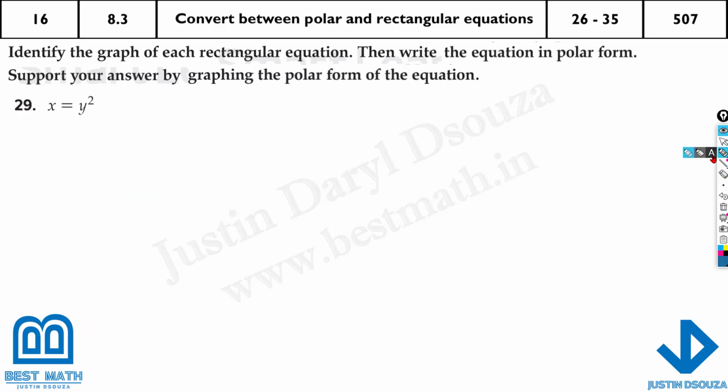Now here we have a parabola, but it's not y is equal to x squared. It's x is equal to y squared. That means it is horizontally oriented. It will be like this, the final graph.